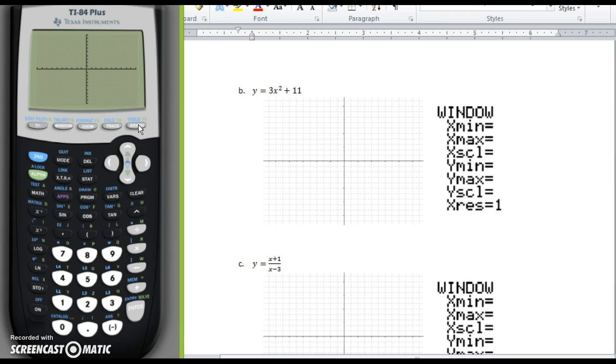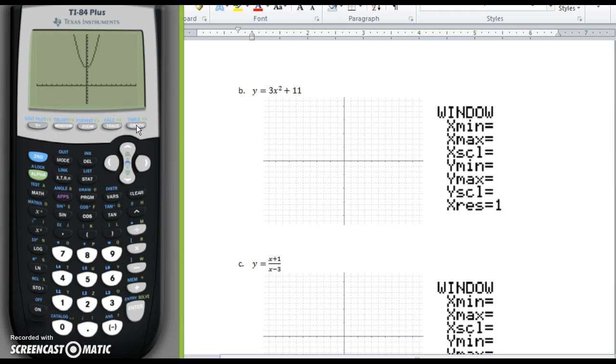notice I don't get a very good picture. And the reason for this is because this has been shifted up 11 units, but the y-axis only goes up to 10. So if I hit my window key, I want my y max to go a lot higher than 10. I'm going to put in 30. There's no right or wrong number to use. And then hit graph. That's a much better picture.